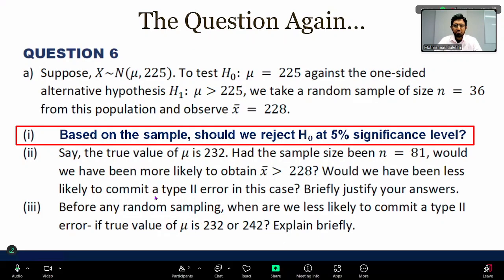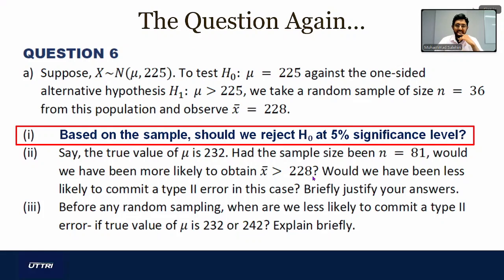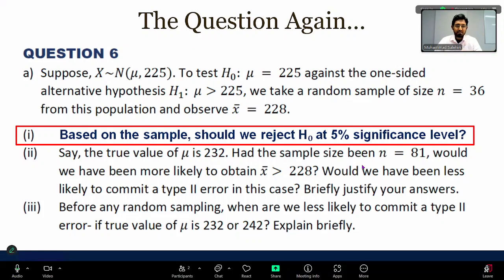Question 2 says, say the true value of mu is 232. So the null is not correct. Okay, the true value is 232. Had the sample size been n equals 881, would we have been more likely to obtain x bar greater than 228? This part of the question has nothing to do with hypothesis testing. It's simply from the law of large numbers.